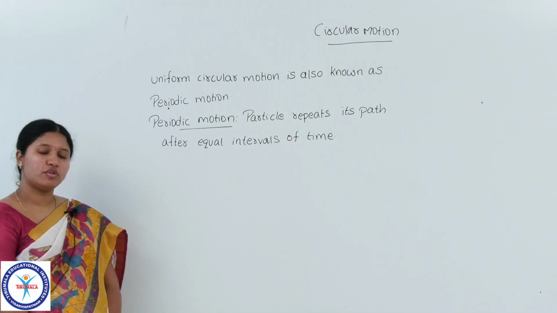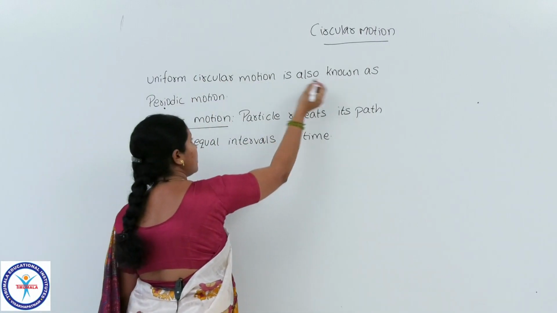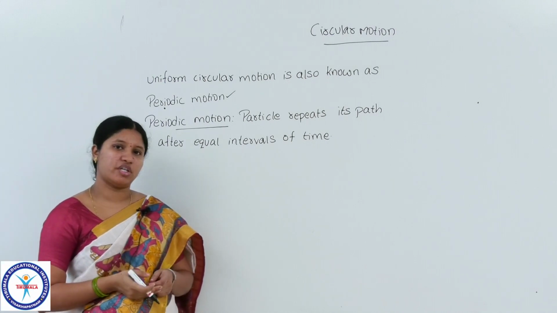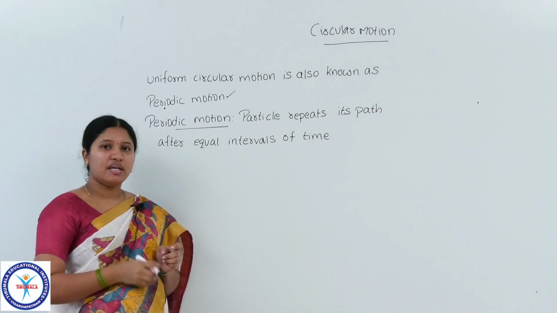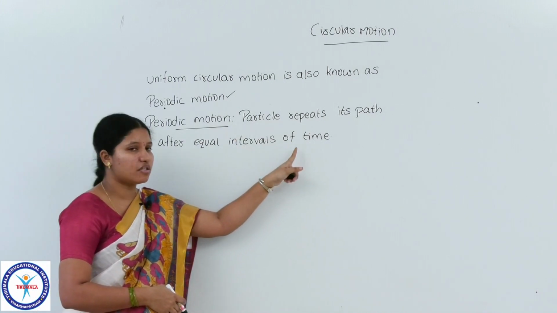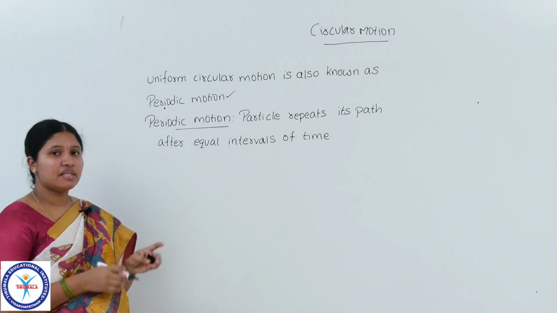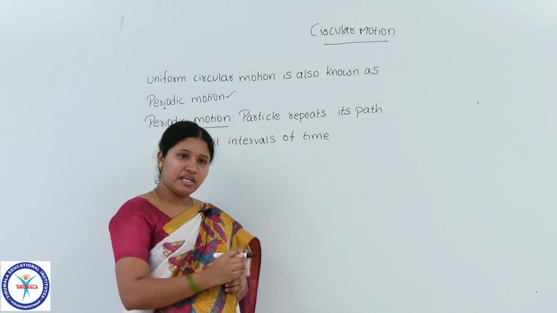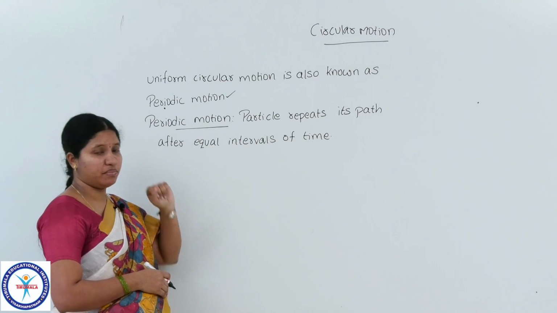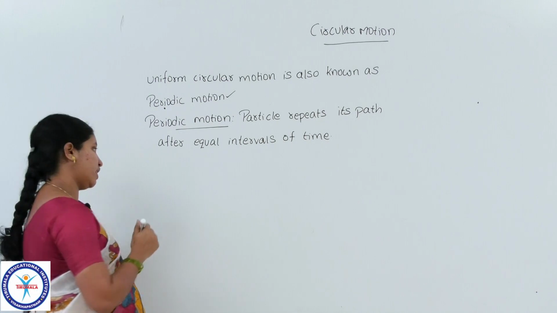Uniform circular motion is also known as periodic motion. First let us learn what is periodic motion. Periodic motion means the particle repeats its path after equal intervals of time. If a particle repeats a certain path after equal intervals of time, then that motion is known as periodic motion. So uniform circular motion is also known as periodic motion.